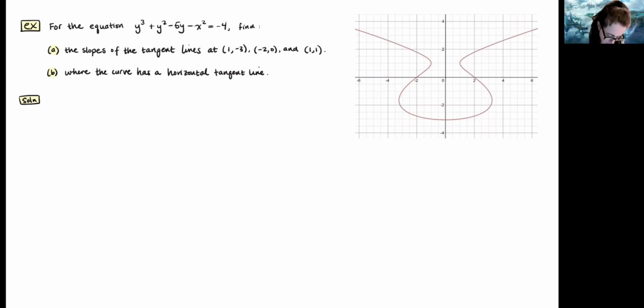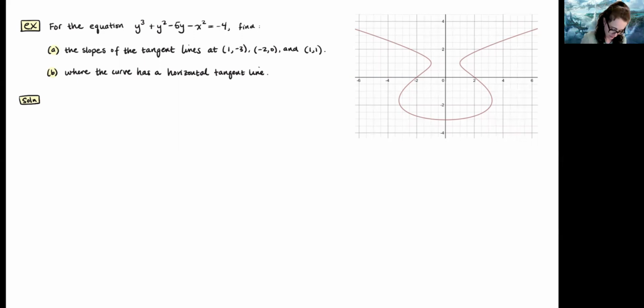So we want to find the slopes of the tangent lines at 1, -3, at -2, 0, and at 1, 1. That's in part A, and then in part B, we want to find where the curve has a horizontal tangent line. So all of the things that we've already learned about derivatives still apply to implicit differentiation. We're just adding to the things that we can find the derivative of.